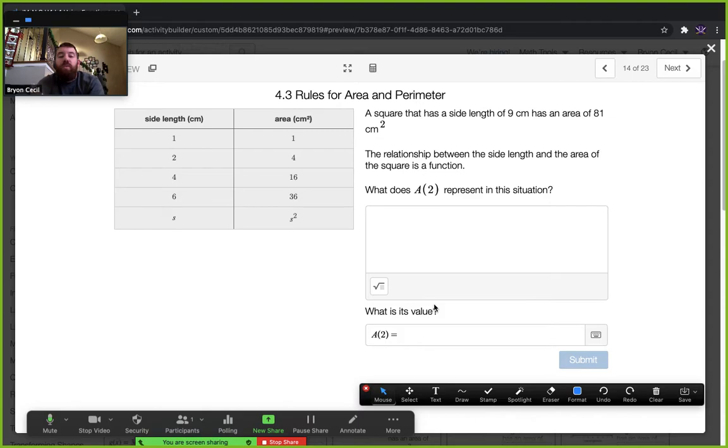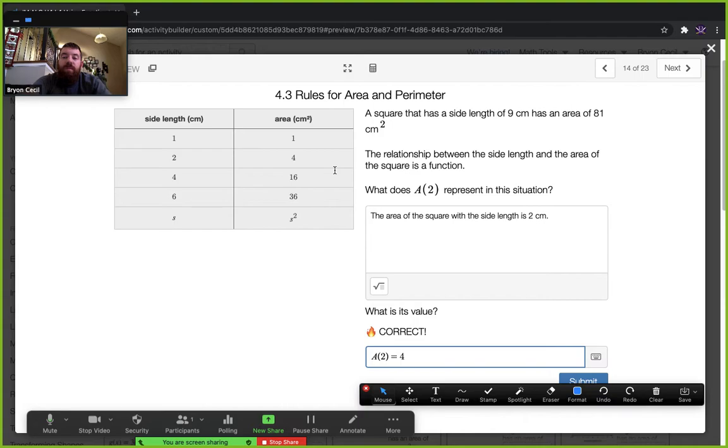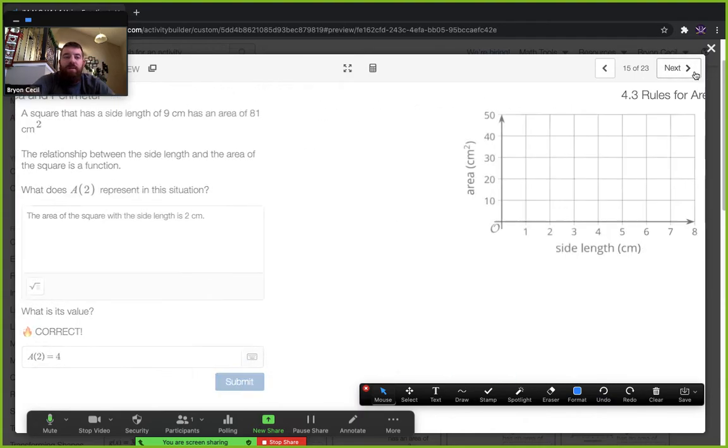All right. A square that has a length of 9 centimeters has an area of 81 centimeters squared. The relationship is a function. What does A of 2 represent in this situation? And so A of 2 represents the area of the square when the side length is 2 centimeters. That's what that is saying. So the input is 2. Okay, what do we do? And what is that value? Well, we come up here. 2 squared is 4. Correct? Flame emoji.